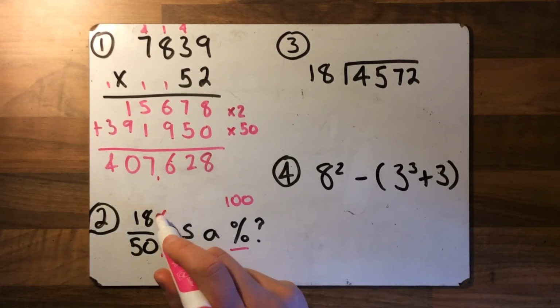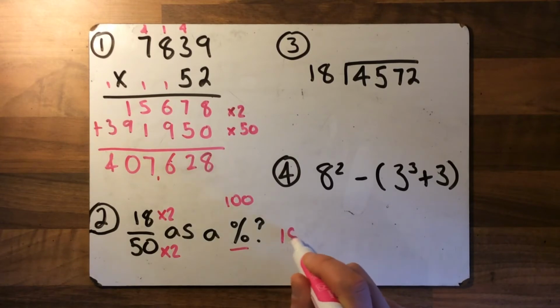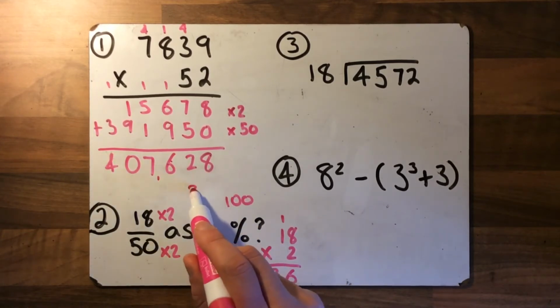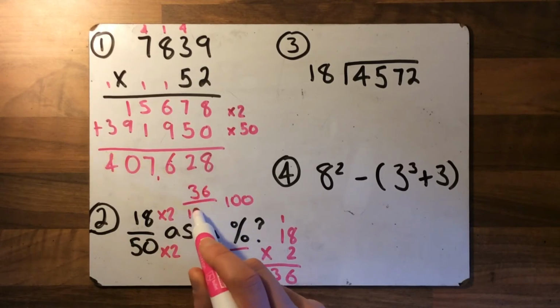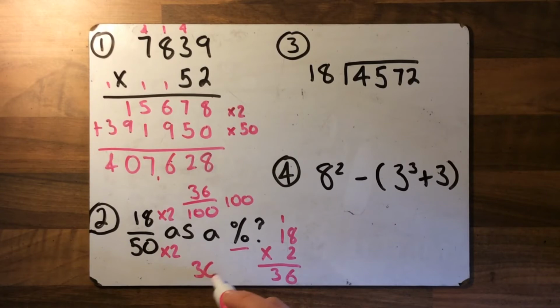So I need to do the same to the numerator. So what do I do here? I do 18 times 2. 2 times 8 is 16. 2 times 1 is 2, and the 1 is 3. So this fraction then will be 36 over 100, which as a percentage will be 36%.